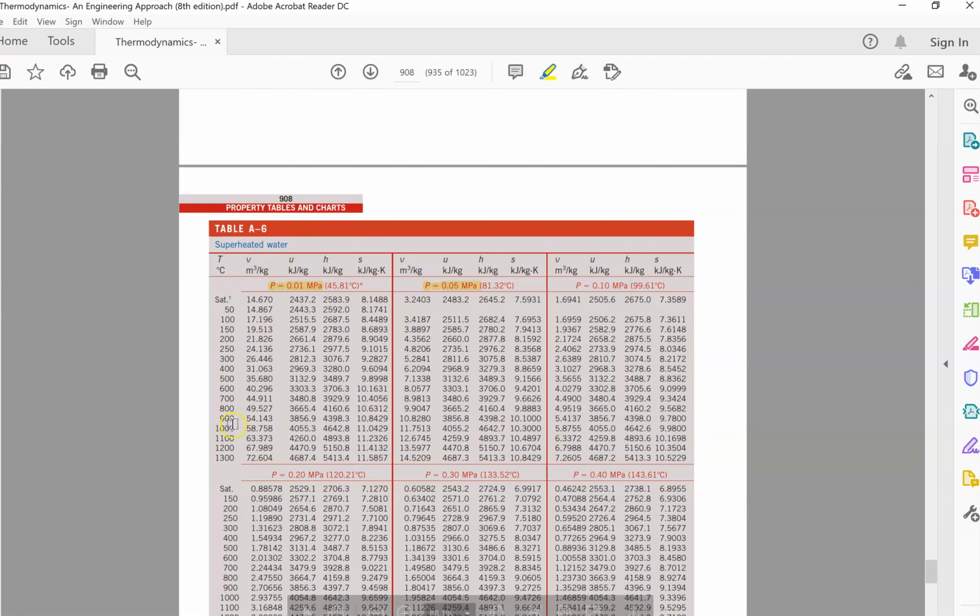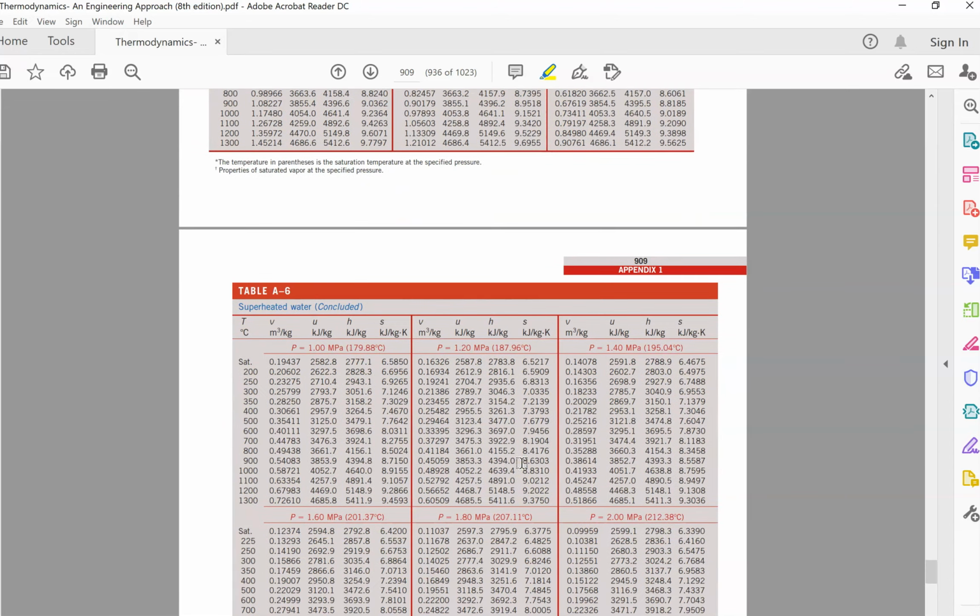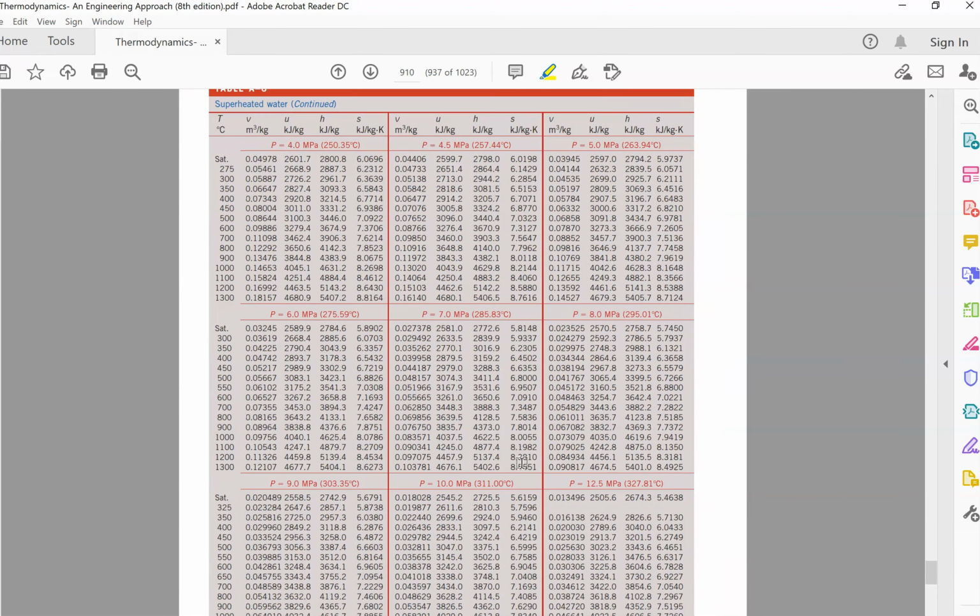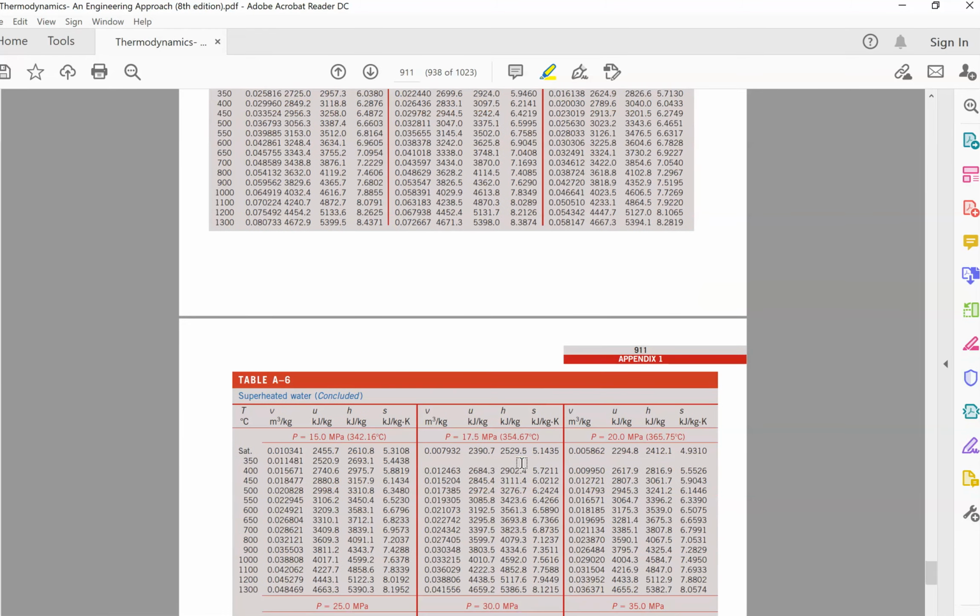So very simple. If you have a question of 900, you take a ruler, you put it at 900, and then you can immediately read 54 for V. So if the pressure is 0.110, you put your ruler and extend it to this column. Okay, so that's how you read these values. So this is superheated.